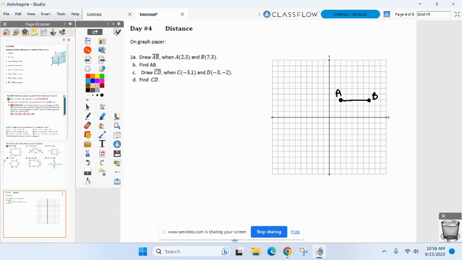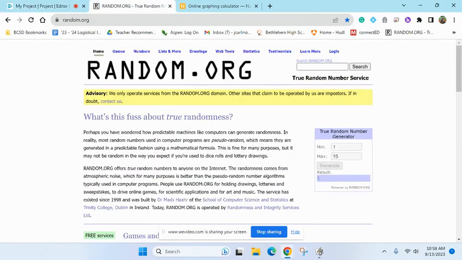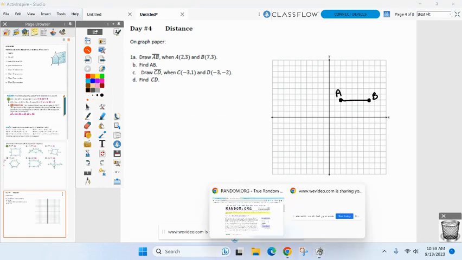So we have (7, 3) and (2, 3) graphed. Now talk to me again. What's part B saying? We talked about this yesterday. If I just see AB by itself, it's asking me to find the length of it, the distance. And I have no magic formula for you here. Just count. So how long is AB here?